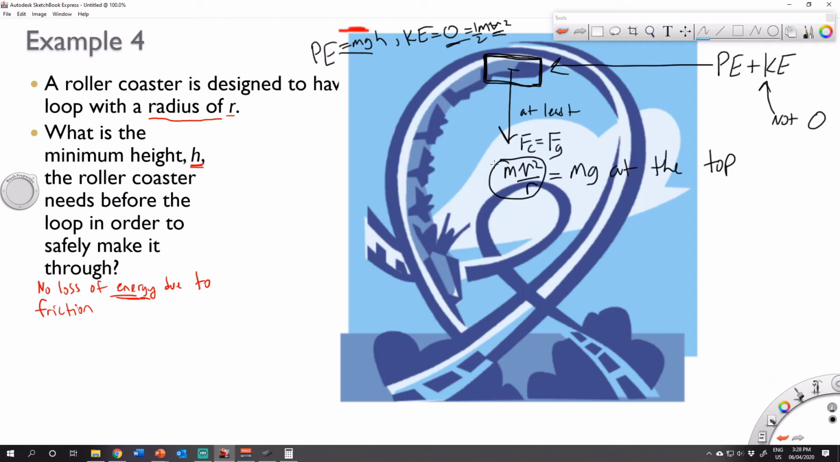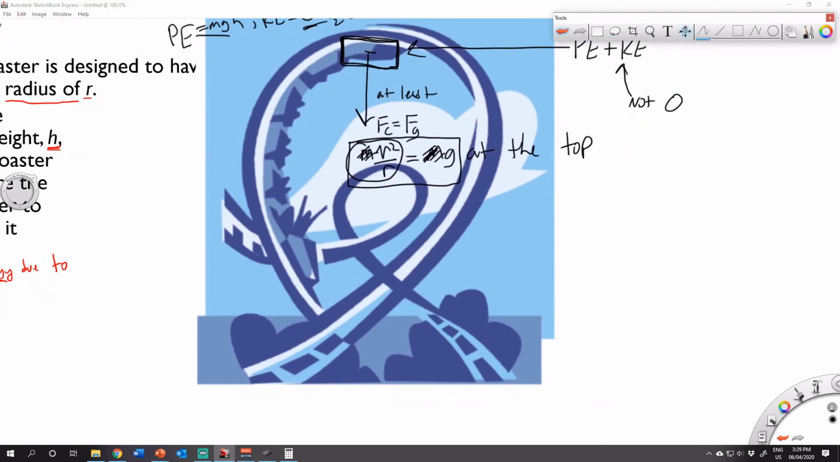Now look at the equation that I've written down here. Looking at this equation, you should see that again, the masses will drop out. So at the top of the loop, what this allows me to calculate is that my v squared over r must equal g at the very least. Then rearranging this to solve for v, or I guess v squared, you'll see why I'm leaving it as v squared in a moment. V squared must equal gravity times radius. Okay, keep this in mind.